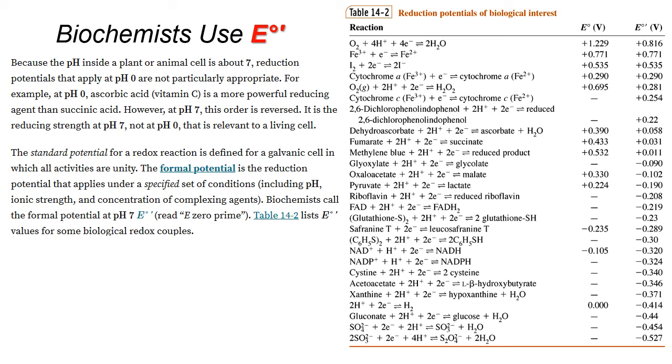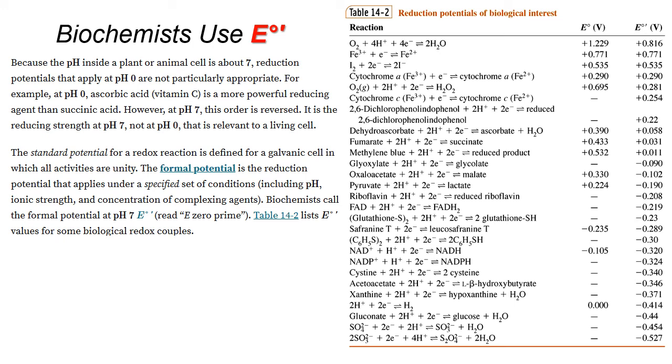Now, biochemists use a slightly different E0 because the pH inside a plant or animal cell is about 7. Reduction potentials that apply to pH 0 are not convenient. For example, at pH 0, ascorbic acid is a much more powerful reducing agent than succinic acid. However, at pH 7, the order is reversed. What is relevant is reducing strength at pH 7, not at pH 0.